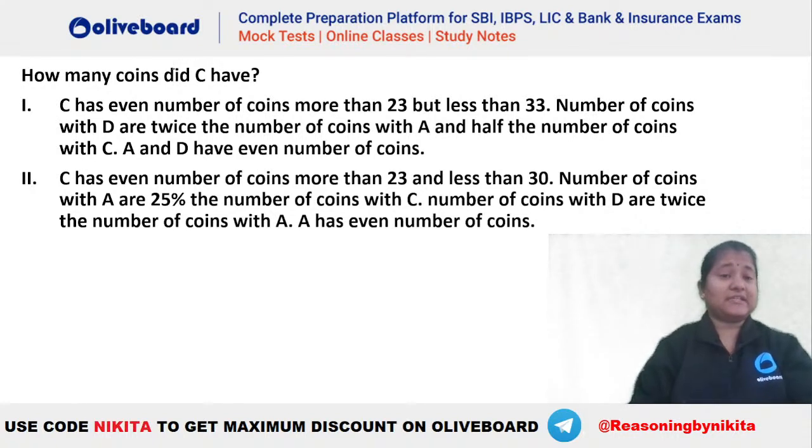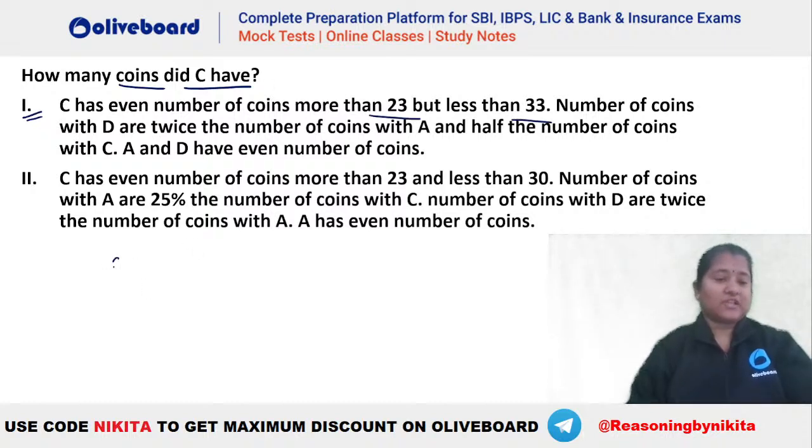The question here is how many coins did C have, right? So we have to find the number of coins by C. What is the data given in 1? You can see C has even number of coins, more than 23 but less than 33. So that means the possibilities for C will be 24, 26, 28, 30 and 32, right? So these are the possibilities.